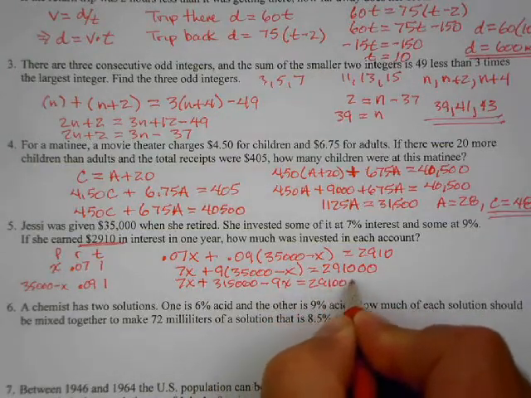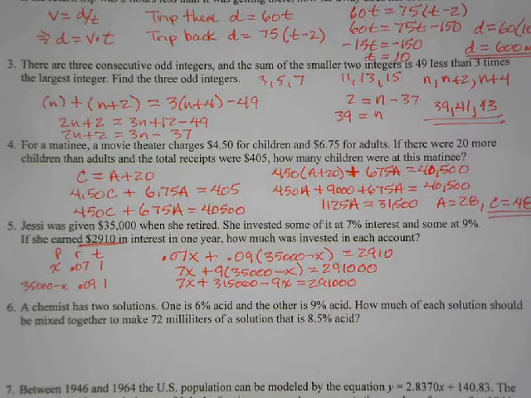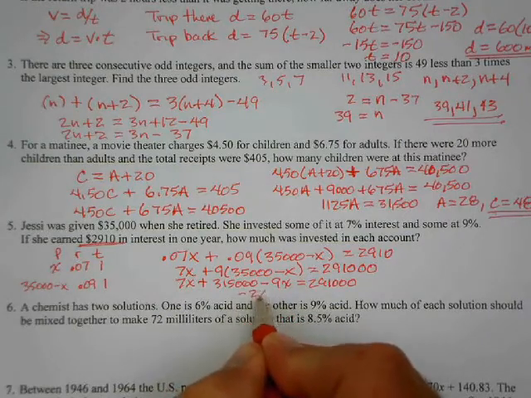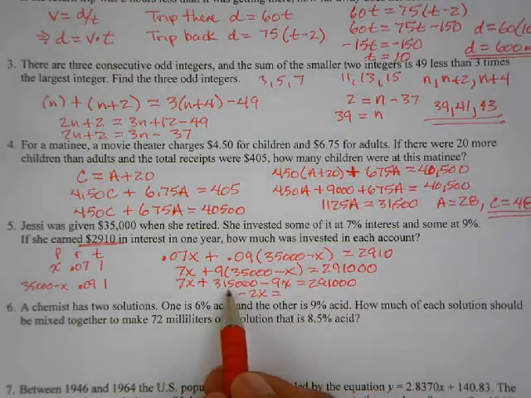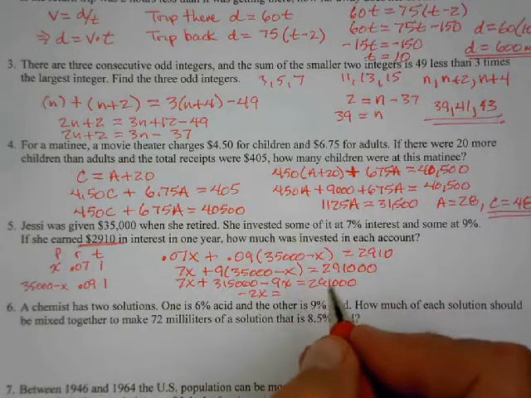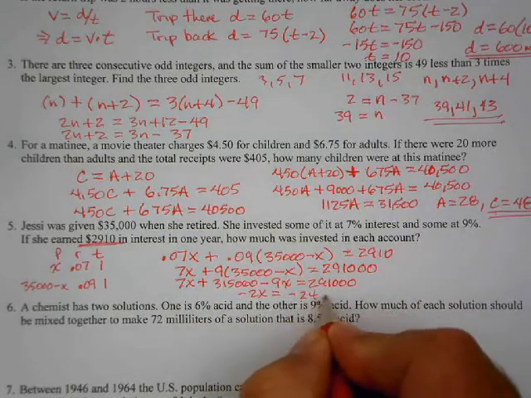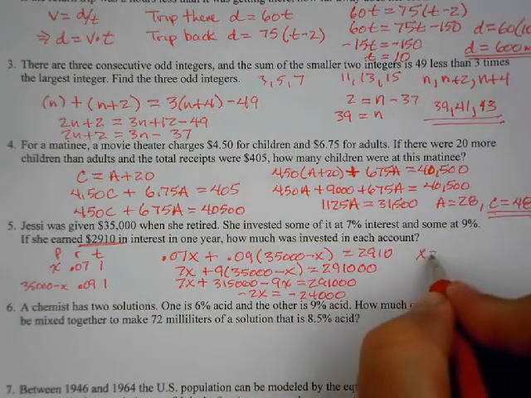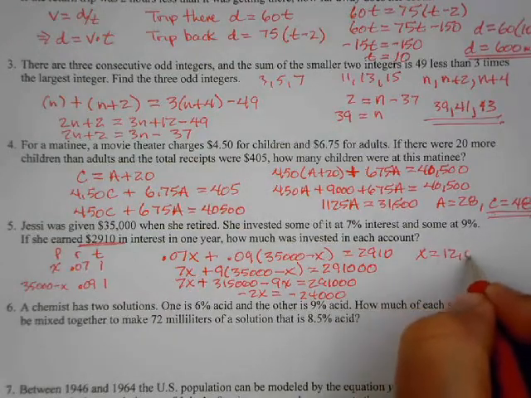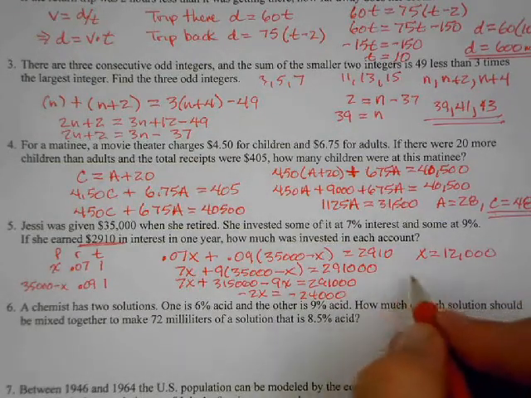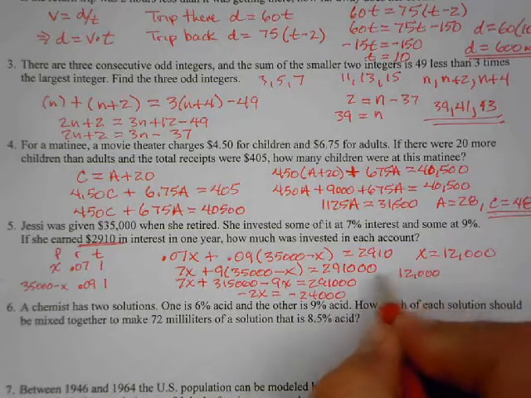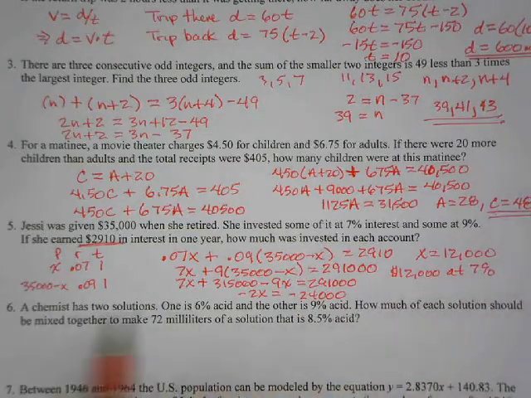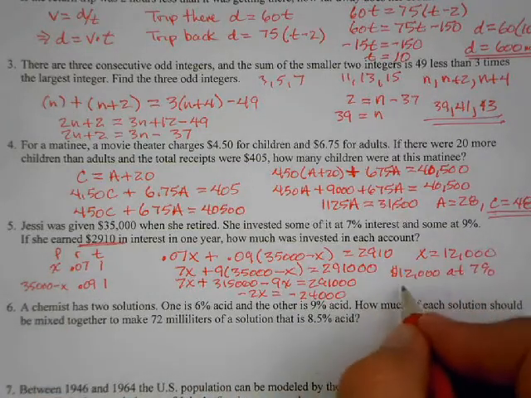7x minus the 9x will give me negative 2x. Subtract the 315 from both sides. That gives me negative 24,000. Divide both sides by negative 2. My x is 12,000. So that means I had 12,000 at 7%. And then the rest, which would be 35 minus the 12, 23,000 at 9%.